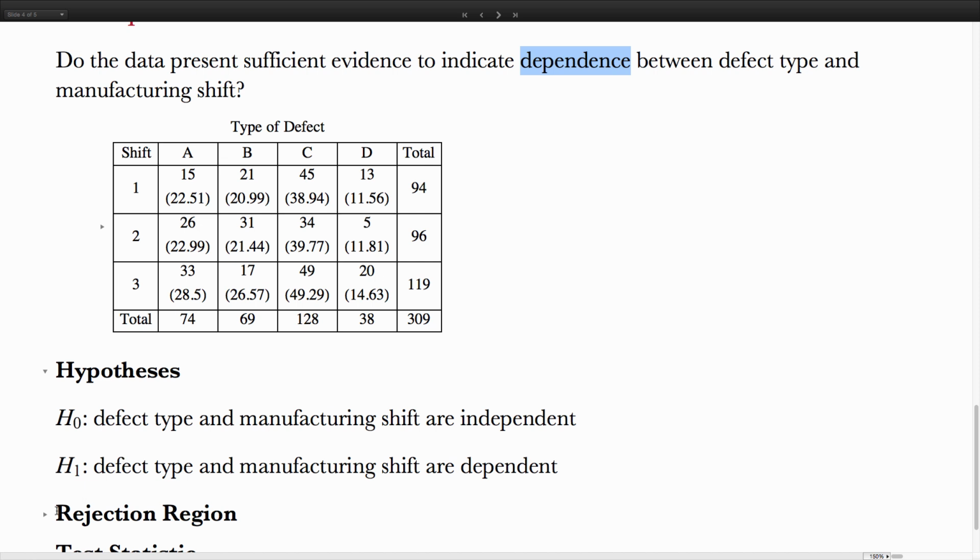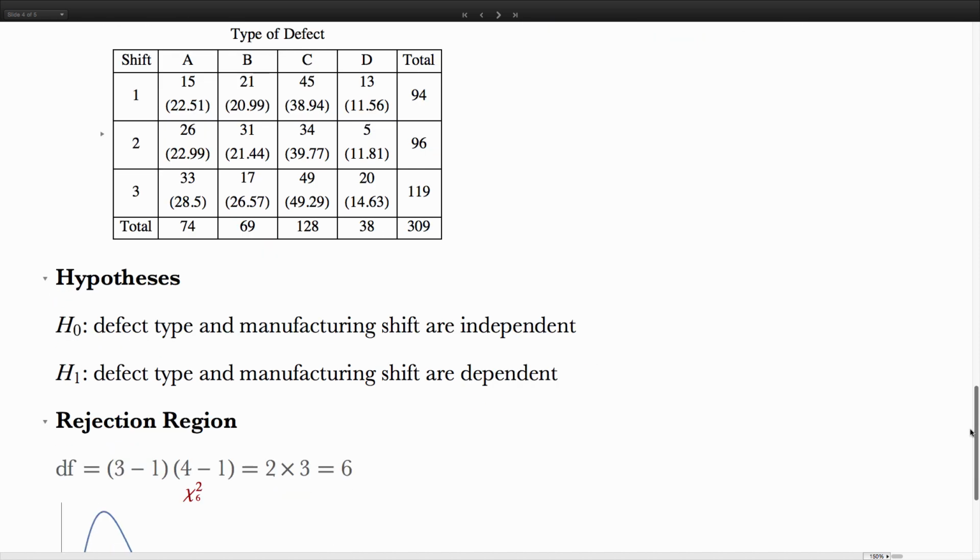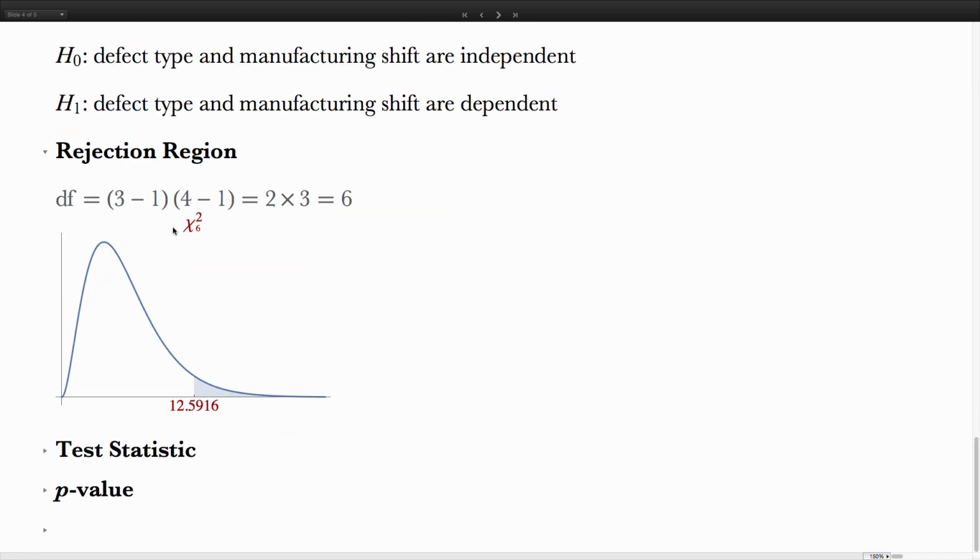Okay, now the rejection region. That's going to be a chi-square distribution. And so we have to calculate the degrees of freedom. As I mentioned above, the degrees of freedom is going to be the number of rows minus 1 multiplied by the number of columns minus 1. So that's 2 times 3, which is 6. So 6 degrees of freedom, 5% significance level gives us 12.59. Okay, so that's our critical value. That's going to separate our rejection region from the fail to reject region.